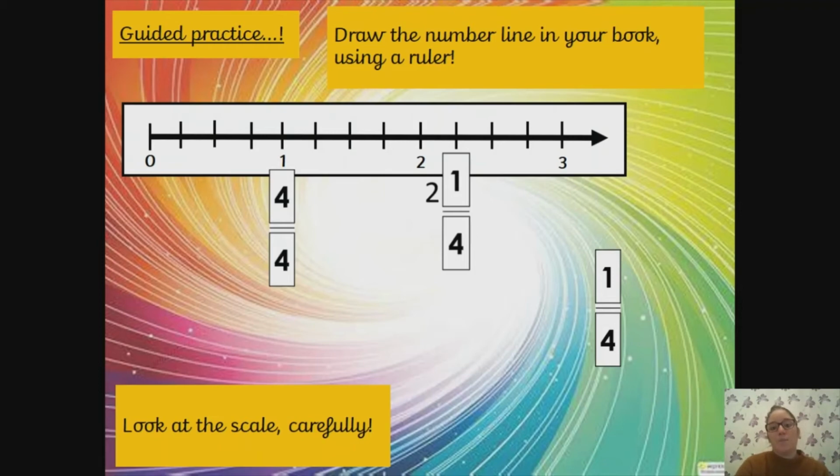And then finally we've got 1/4. Now I've tricked you a little bit because I thought you might automatically think it would go over here. 1/4, hopefully you've realised, would go all the way back over here. So it's just 1/4, okay? It's not a whole, we haven't got any whole numbers because it's not a mixed number. It's just a proper fraction, okay?